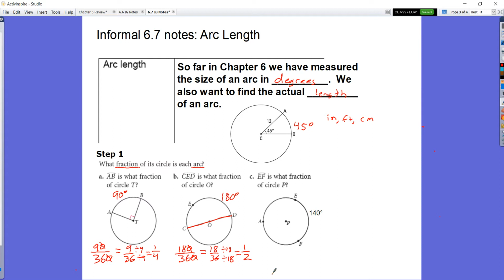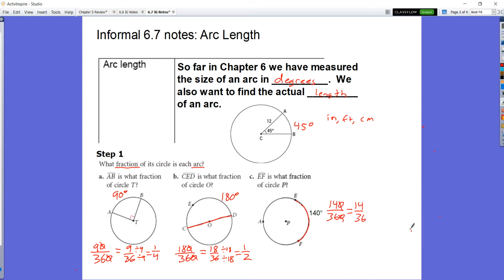And our last one here, we got circle P. Okay, in this one, we're told that EF, so from here all the way down to here, is 140 degrees. So we want to find what fraction is that compared to the entire circle. So we have 140 over the entire circle, 360 degrees. Okay, we can simplify that down, get rid of those zeros at the end, and we're left with 14 over 36.